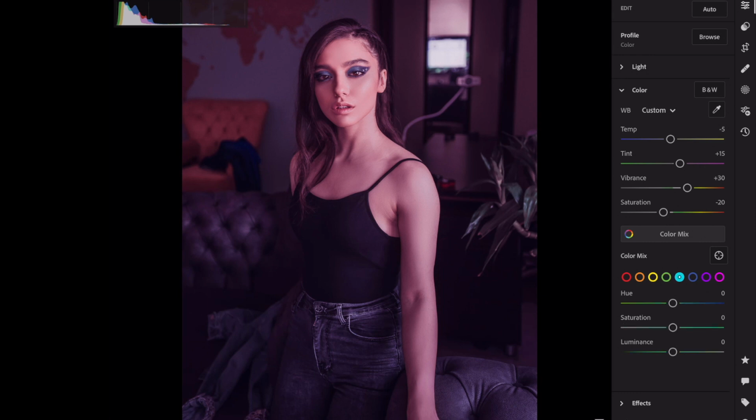Aqua. Saturation, minus 100. Blue. Saturation, minus 100. Luminance, minus 30. Purple. Saturation, minus 70. Magenta. Saturation, minus 70.